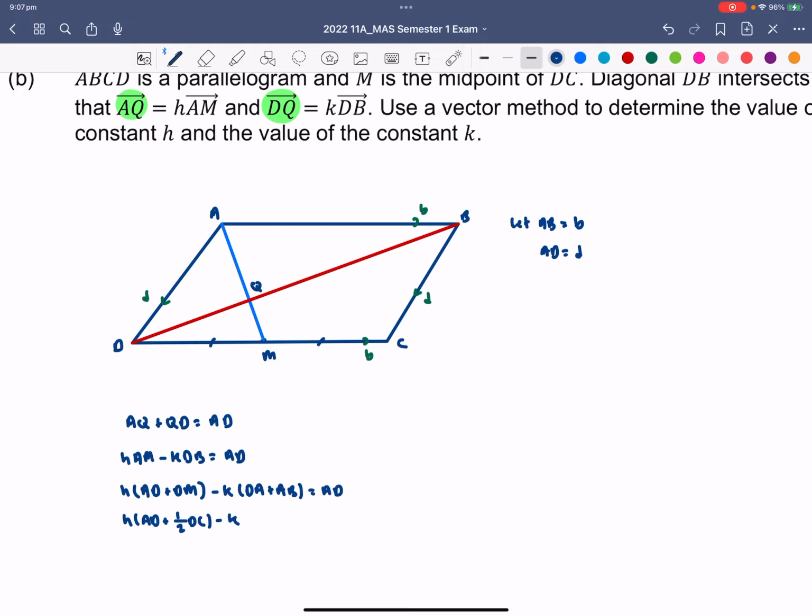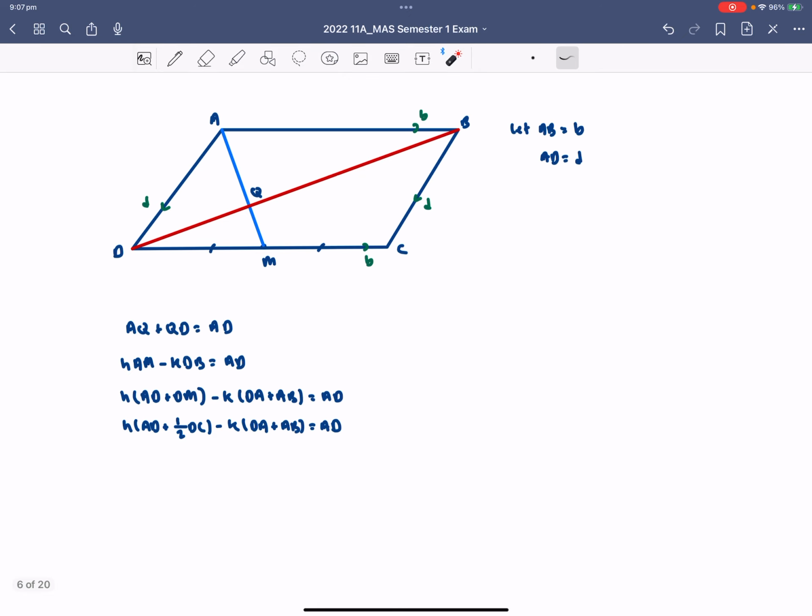minus K lots of DA. Yeah, I've got an expression for DA, AB, yes, I've got an expression for AB equals AD. All right, time to replace it with the letters, with the fact that AB is B and AD is D. So AB and DC are both B, and AD and BC are both D. So let's use that knowledge.